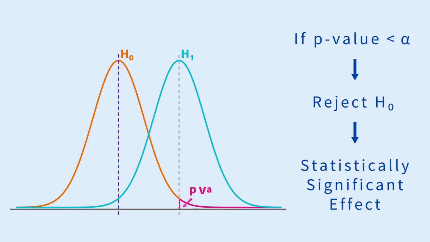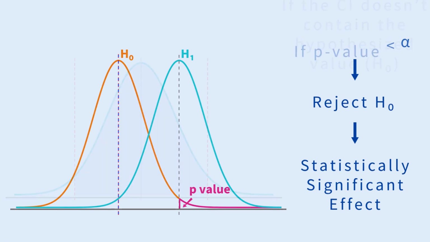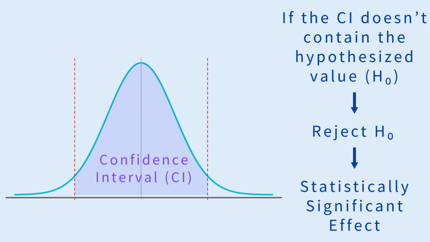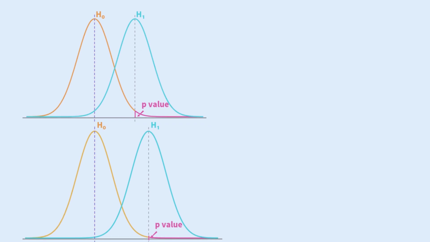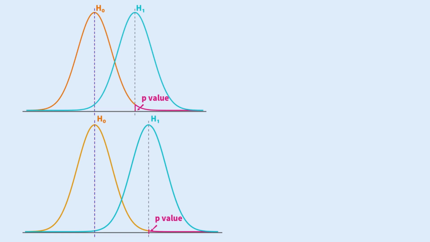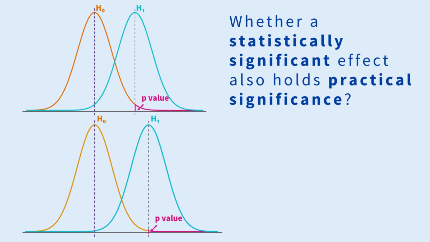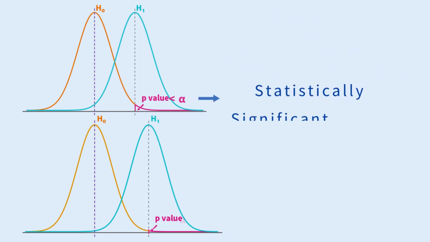In hypothesis testing, an observed effect or difference is considered statistically significant if the p-value is less than the significance level, or if the confidence interval does not include the hypothesized value. This image shows a key challenge in hypothesis testing, that is, whether a statistically significant effect also holds practical significance.